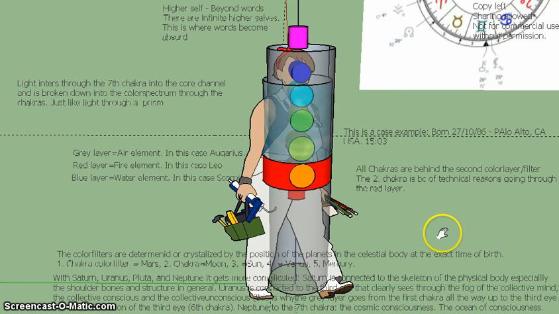So then I'll explain why these colors are placed where they are, and why the gray color goes up till there, and why the red color is only there and the blue color only there. The reason is that each chakra is connected to a planet. So the first chakra is connected to Mars. I also wrote it down here.